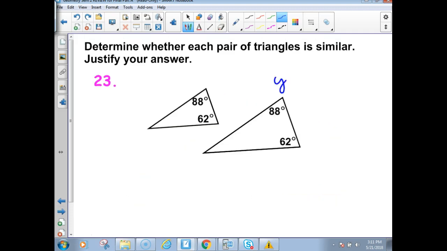23 would be, yes, they're similar. Why? Remember the other one was, you had a choice of SSS similar, AA similar, or SAS similar. This one is two angles, AA similar.